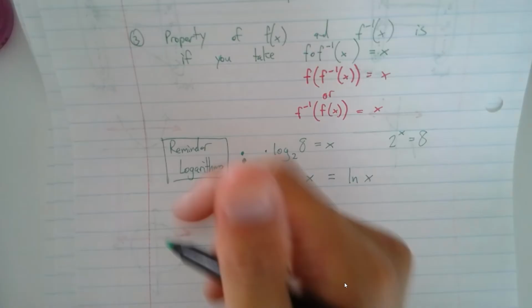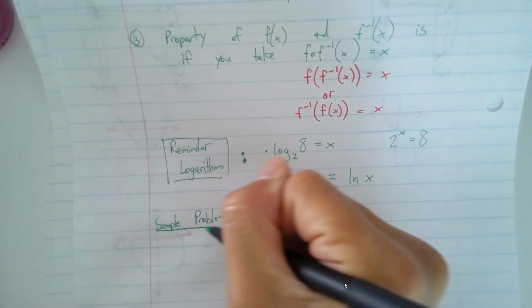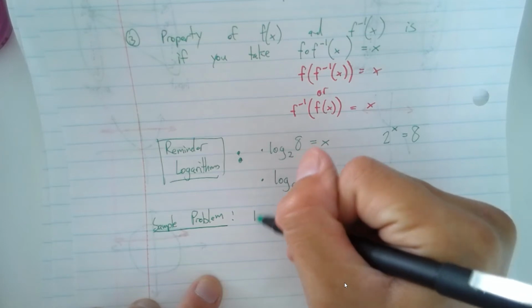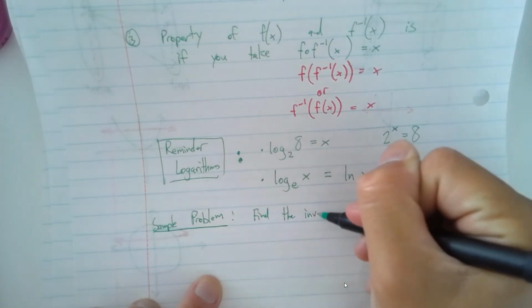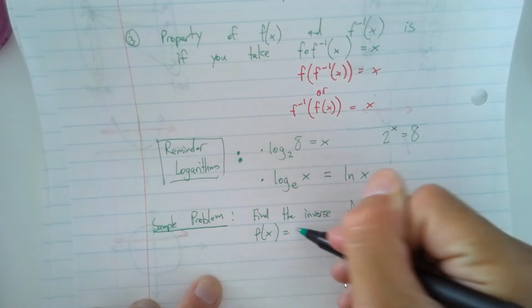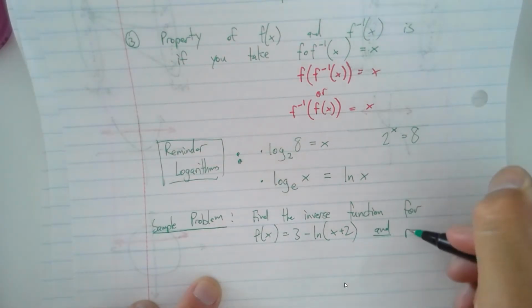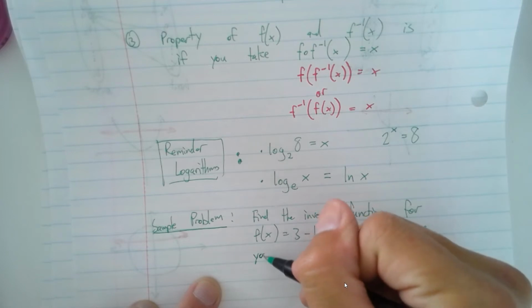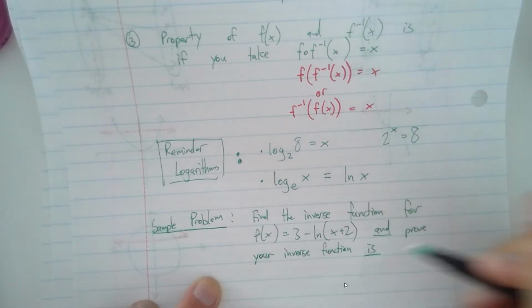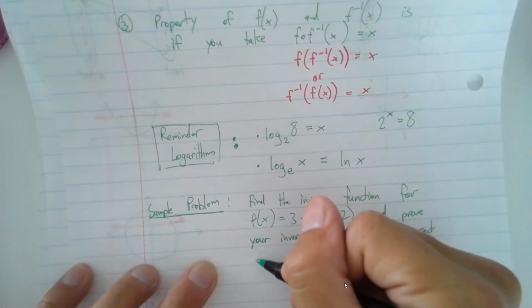Okay, so here's your sample problem. You're going to find the inverse function for f of x is equal to 3 minus the natural log of x plus 2. And prove your inverse function is the correct inverse function.